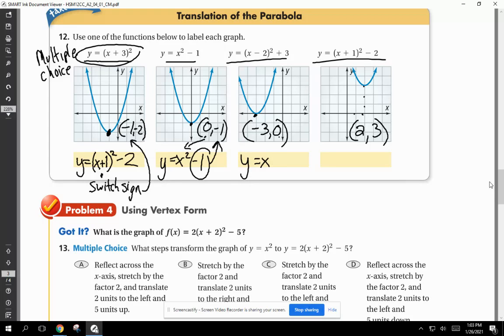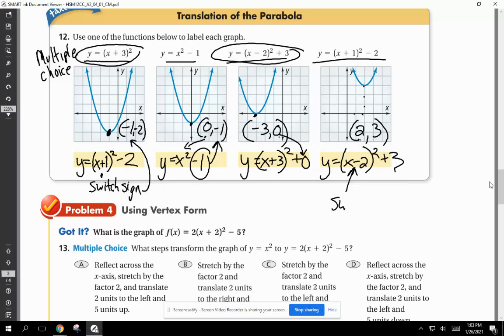y equals x plus 3 squared. And you could write it plus 0 so you can see that y is a 0. But you don't have to. And the last one is 2, 3. Which one has a 2 and a 3 in it? It has to be this one right here. So y equals x minus 2 squared plus 3. Remember, this sign was switched from here. That's how you write it in vertex form.